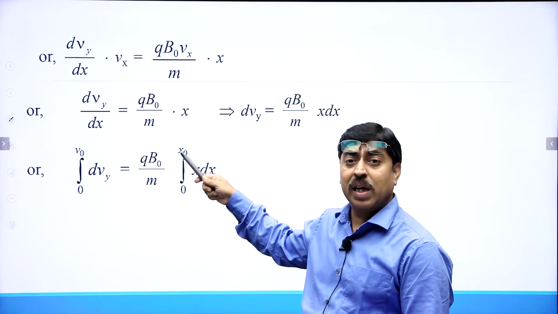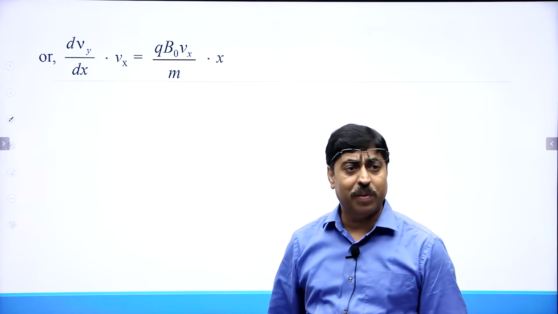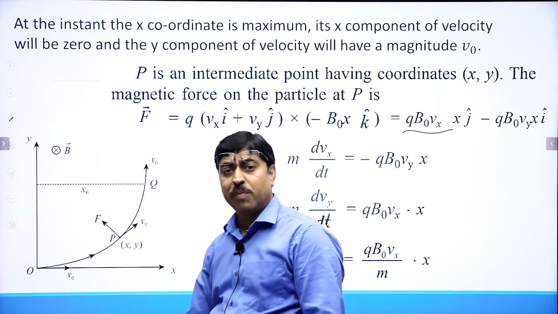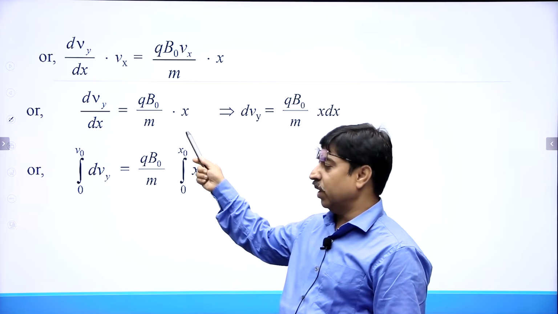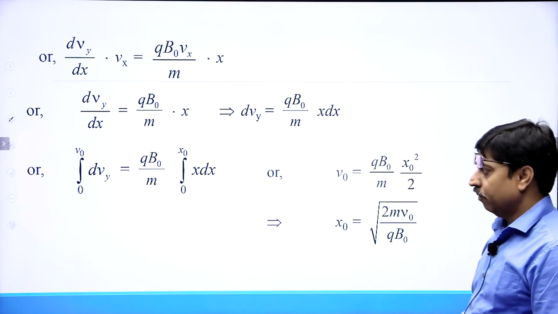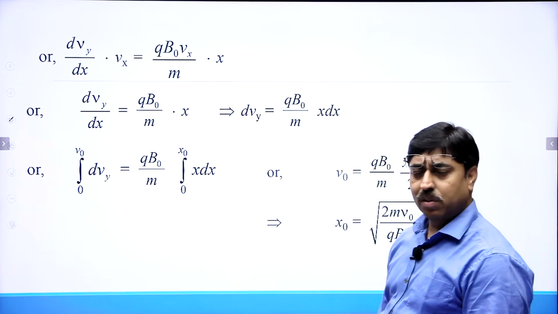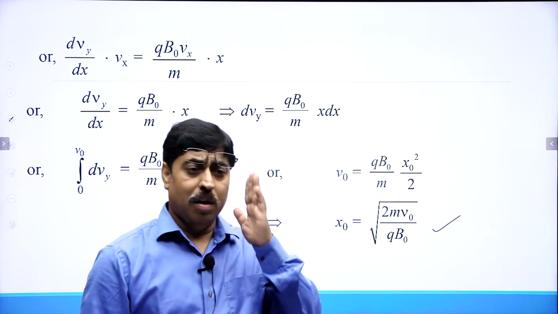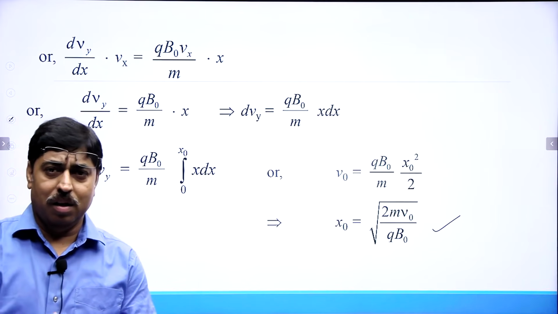So, when the particle is at x naught, Vy becomes V naught. This is the x naught that we are willing to find. This is the x coordinate x naught when Vy has become V naught. So, we will integrate it like this, from x changing from 0 to x naught, Vy changing from 0 to V naught, and that is all. You just do the necessary simplification and you get the value of x naught. So, this is the maximum x coordinate that the particle is going to attain. I hope the solution is neat and clear and you have understood.